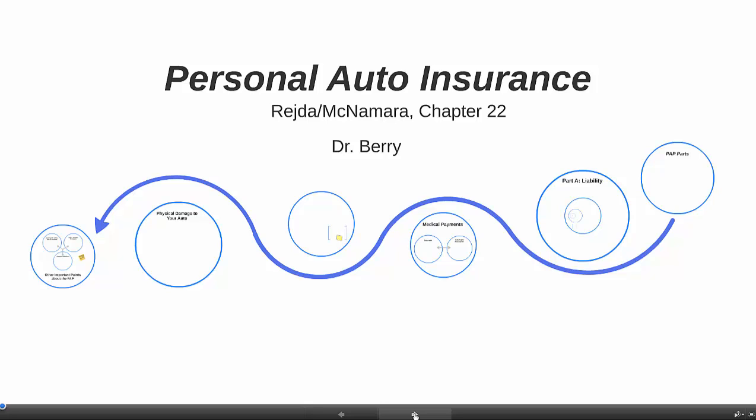Everyone, this is Dr. Barry, and today we're going to talk about personal auto insurance. Primarily, we're going to talk about the PAP, which is the personal auto policy, and it's the package policy for personal auto, similar to the homeowner's policy for the homeowner's exposure. And this is from Rejda McNamara, the text, chapter 22.